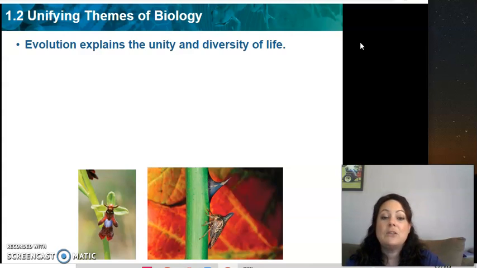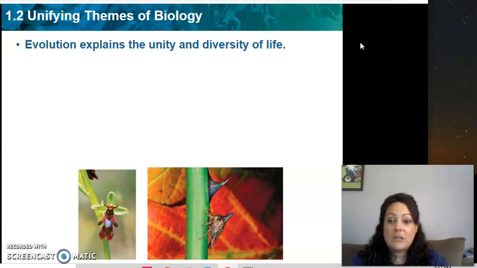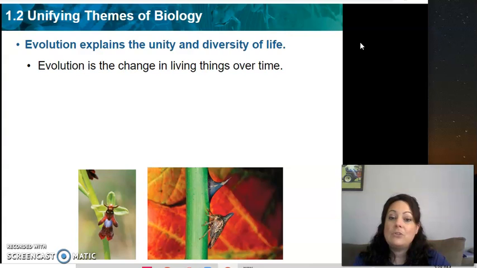Evolution explains unity and diversity of life. Everybody gets scared when we start talking about evolution, but evolution scientifically just means change over time. That's it. Everything evolves. You have evolved because you are different than you were last year, and everything changes. Evolution is the change in living things over time.